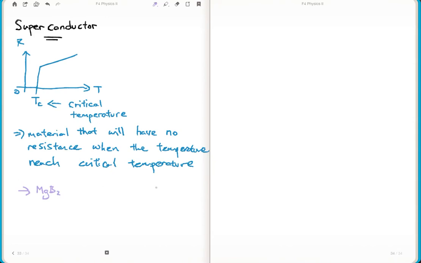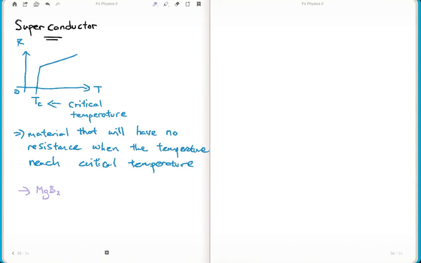You may look through your reference text for the applications of superconductor, but one of them is MRI, magnetic resonance imaging. It uses a magnetic field to get an image of your brain. And then magnetic levitation for the fast train. I think that's all for now.